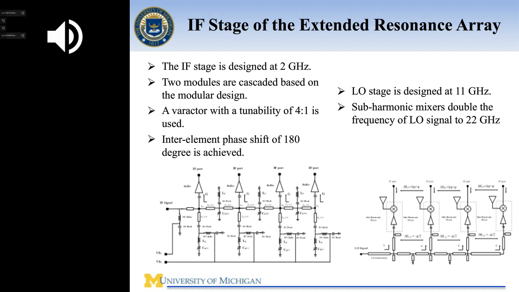Then on the right side, you see the LO distribution. We use, again, the extended resonance technique to divide power equally into a number of mixers, but no phase shifting or phase tuning is achieved here. It's merely a power dividing network. The LO is at 22 gigahertz, so the carrier frequency is going to be the sum of the two, 24 gigahertz.